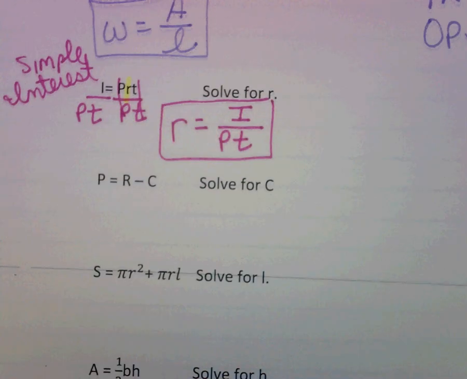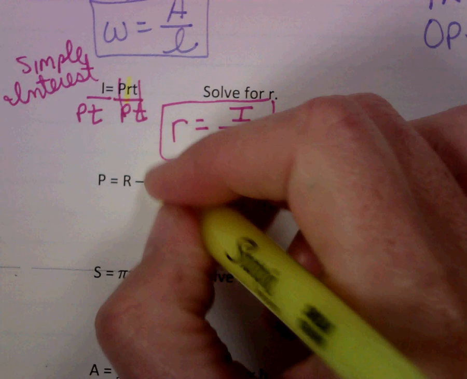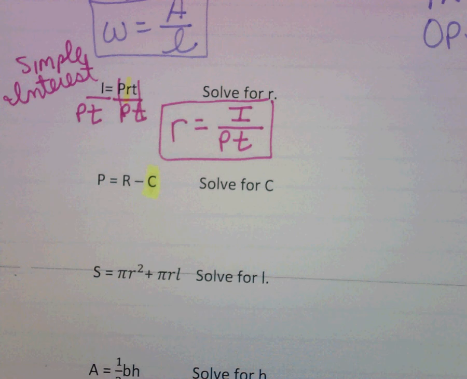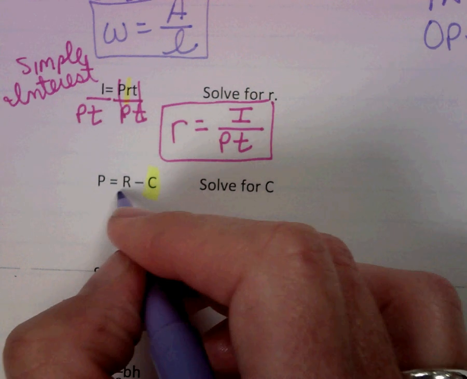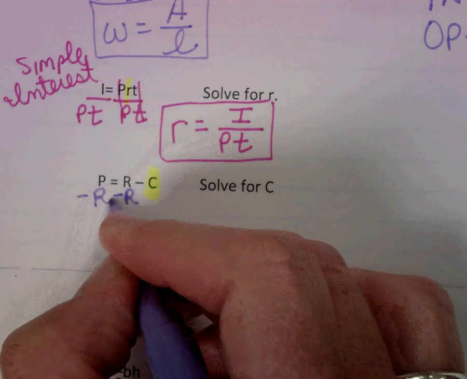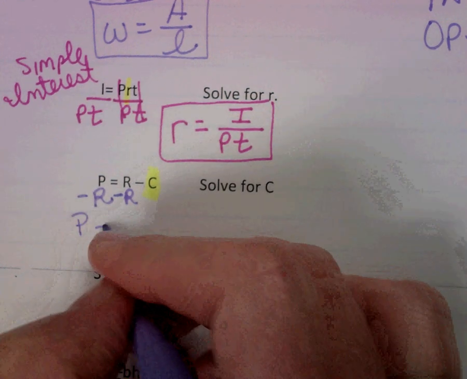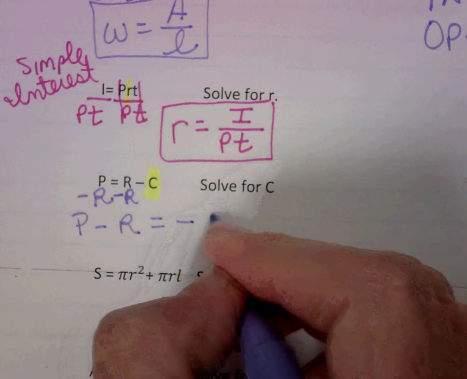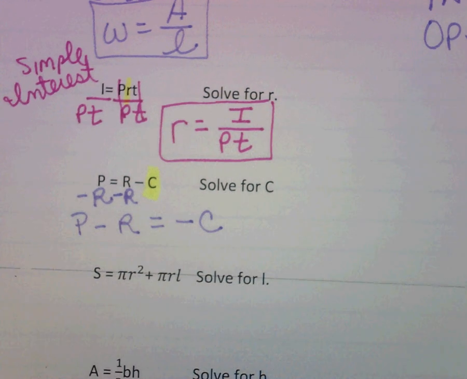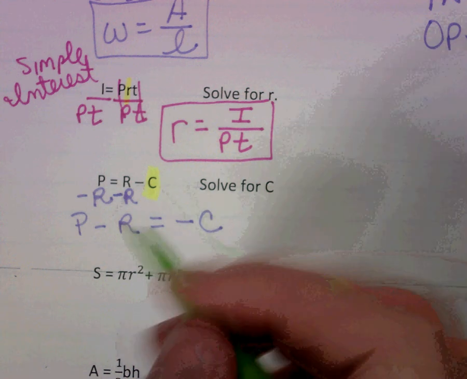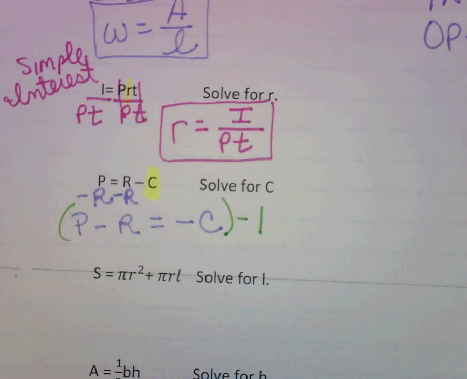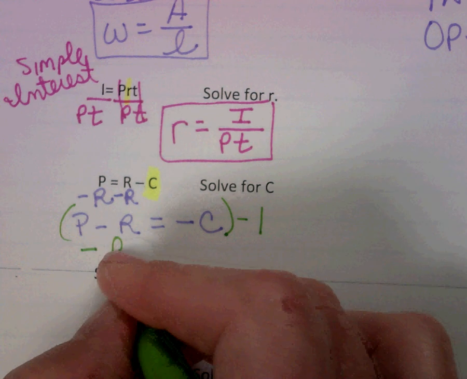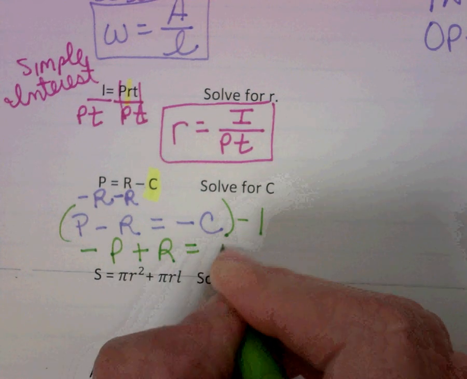This one hopefully is really easy. We're solving for C. This involves adding and subtracting. To cancel out the R, don't look behind the number or the variable, look in front of it. So we would say minus R. That gives me P minus R equals negative C. Now we know that if we have a negative C, we're not finished. To get rid of that negative, we need to divide or multiply everything by negative 1. So it would be negative P plus R equals positive C.